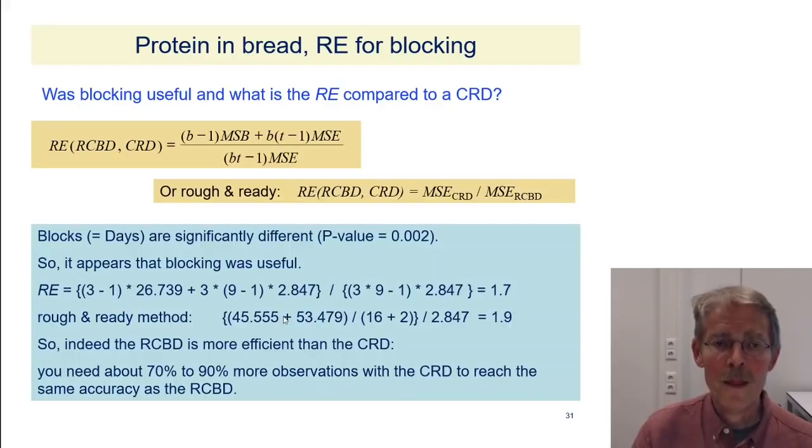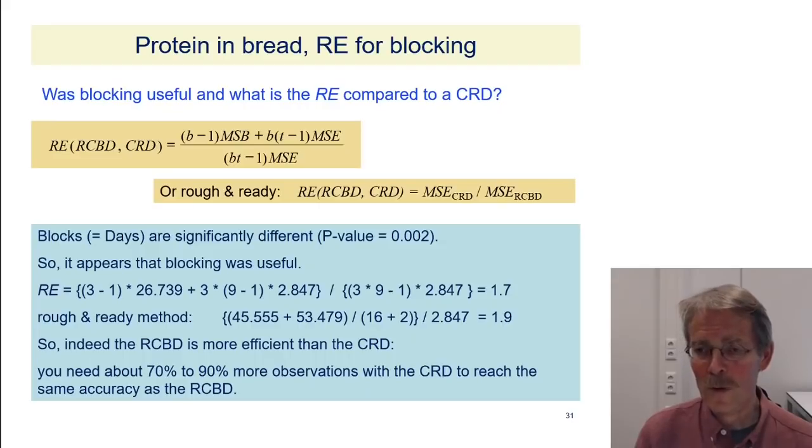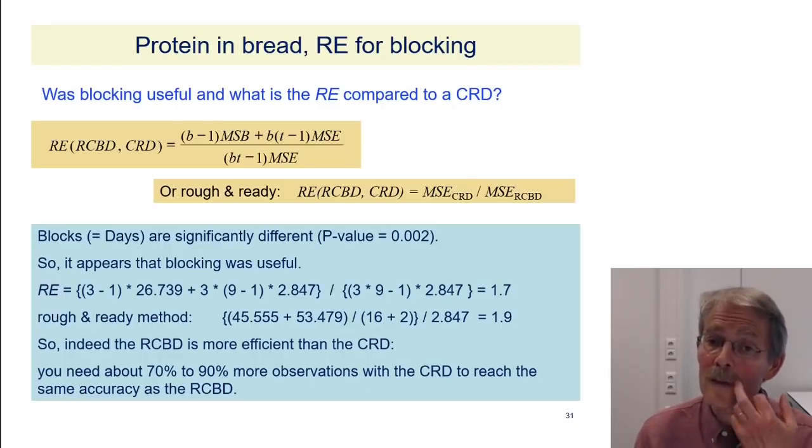Let's see. Blocks are days. They are significantly different, we have seen, so that at least is nice. What is the RE according to the formula? Well, we have 3 blocks. B is 3, we take the mean square for blocks from the ANOVA table. I have to admit MSB is occasionally MS for vector B and occasionally the MS for blocks. Maybe we should have changed it to blocks here. On the other hand, you have to get used to the fact that the same notation may be used for different things, that it is sensitive to context.